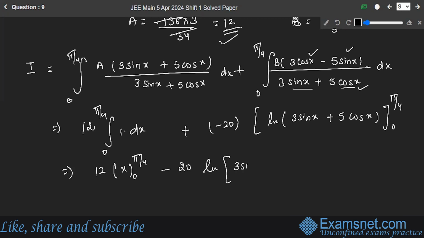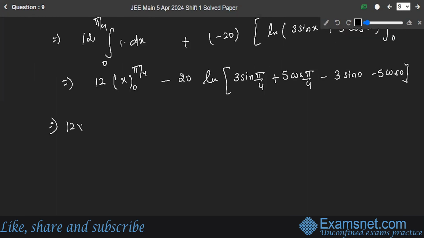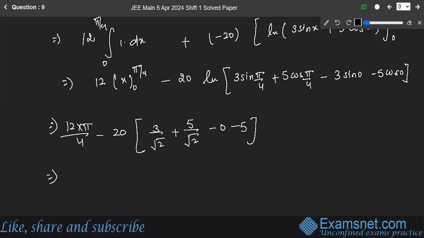You have 3 sin pi by 4 plus 5 cos pi by 4 minus 3 sin 0 minus 5 cos 0. So this is 12 into pi by 4 minus 0 minus 20. This will give me 3 by root 2, 5 by root 2 minus 0 minus 5. Okay, so this is 3 pi minus 20, 8 upon 2 pi root 2 minus 5.